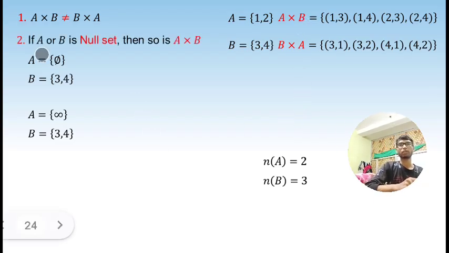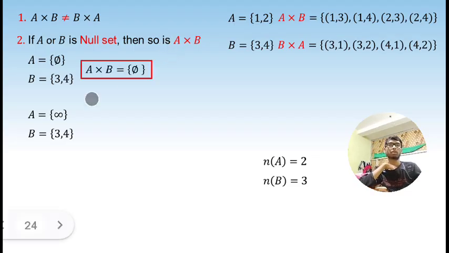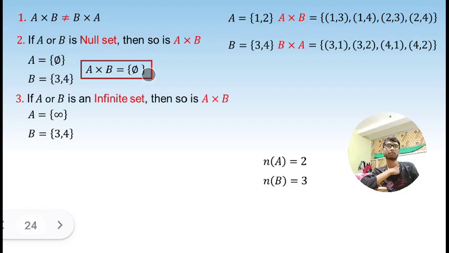Anyhow, if A or B is a null set, then A × B would be what? Nothing. It will not make an ordered pair. So A × B is equal to null. If A or B is a null set, the Cartesian product would be nothing.